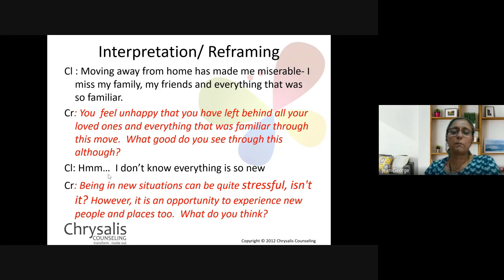However, it can be an opportunity to experience new people and places too. What do you think? Right? So that is a different frame to look at it. What is it encouraging them to do? To look at the life situation from an alternative frame of reference. The strategy may not change the facts of the situation, and neither are you trivializing the pain or the hurt that your counselee is going through, but you are helping them to find a new meaning to this, okay? To reframe or to see it in a different way. So that's what reframing is.